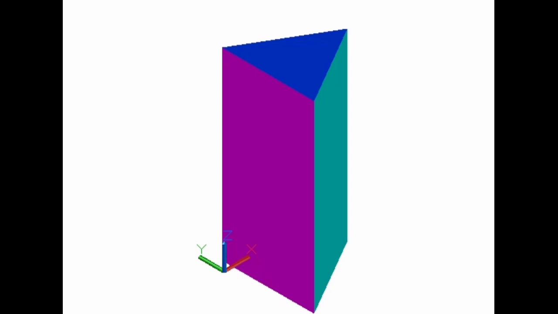Welcome to the session on prisms. Now let us first understand what is meant by a prism and the different types of prisms. A prism is nothing but a polyhedron formed by two equal parallel faces connected together by either rectangular faces or parallelograms.